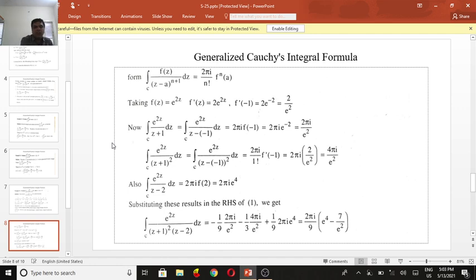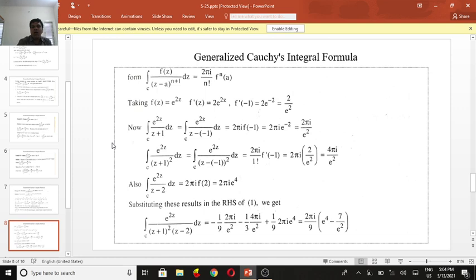So again also the integral of e power 2z divided by z minus 2 dz. This is directly 2 pi i f of 2, because a is 2. This is 2 pi i times f of 2, which is already calculated. Replace z by 2. What do you get? E power 4. Therefore 2 pi i e to the power 4.